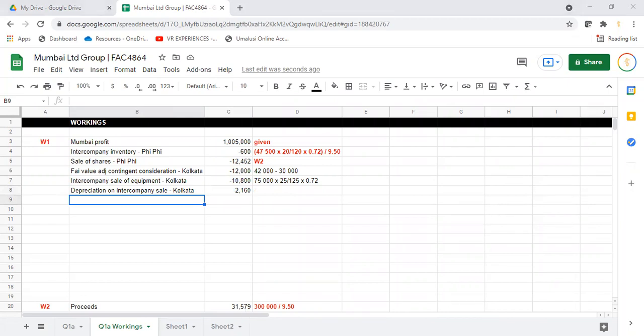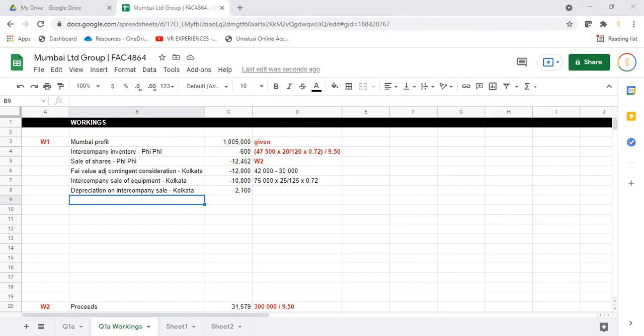I think there was inventory also. Let's just have a look. Yes, so here's the intercompany inventory sale. So what we have to have a look at is who made the profit. They say Kolkata purchases all its inventory from Mumbai at a gross profit of 20%. When it's a gross profit, it means on sale. Inventory purchased from Mumbai still on hand at 31 August 2017 amounted to 25,000 Rand.